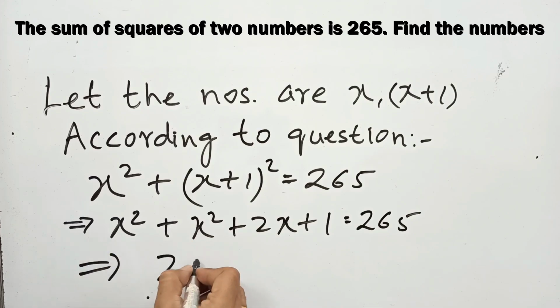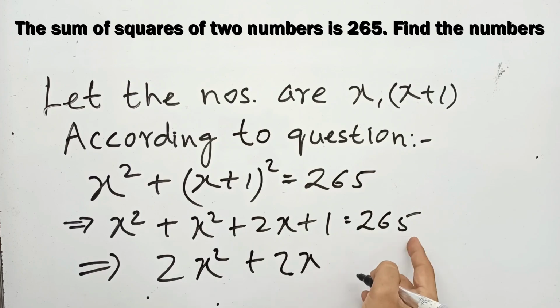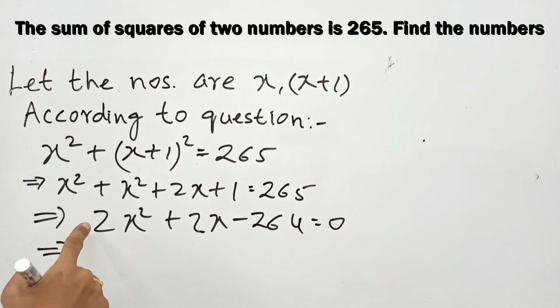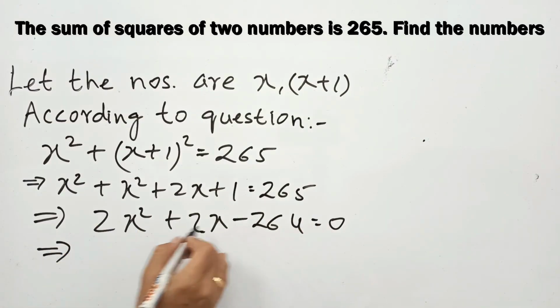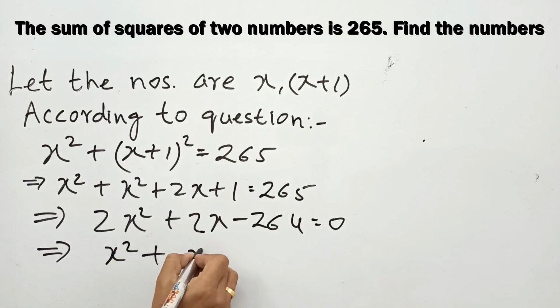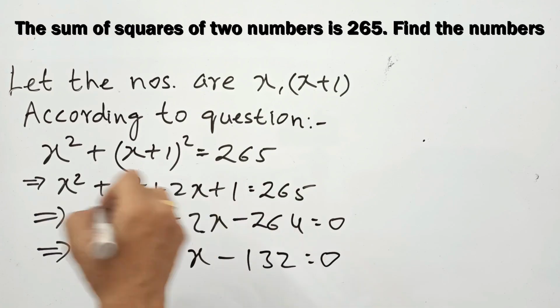x square plus 2x square plus 2x, and this is shifted here, 1 minus 265 is 264. It can be reduced by 2, so we'll divide throughout by 2. x square plus x minus 132 is equal to 0.